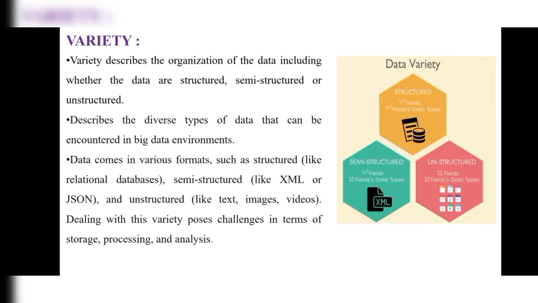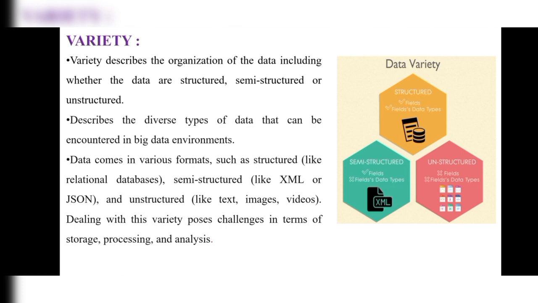And the next V is variety. Variety shows what varieties of data we are storing. Here we have 3 types of data varieties, which I already told you in the first video, that is structured, semi-structured and unstructured. So variety describes the organization of the data, including whether the data is structured, semi-structured or unstructured. It describes the diverse types of data that can be encountered in big data environments.